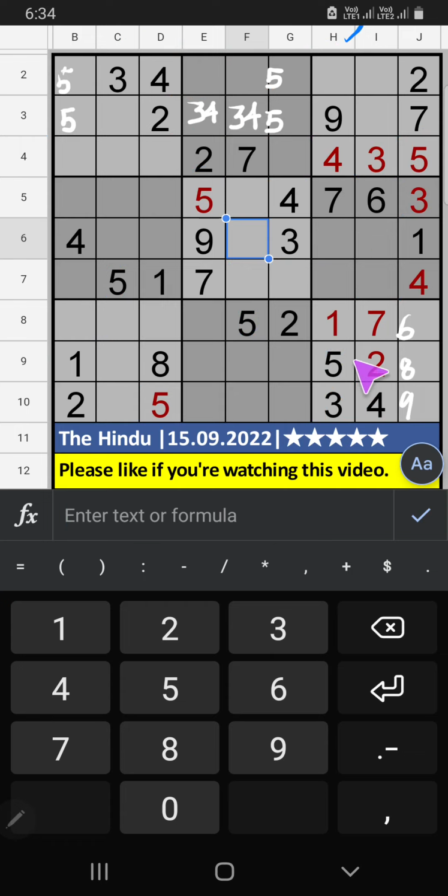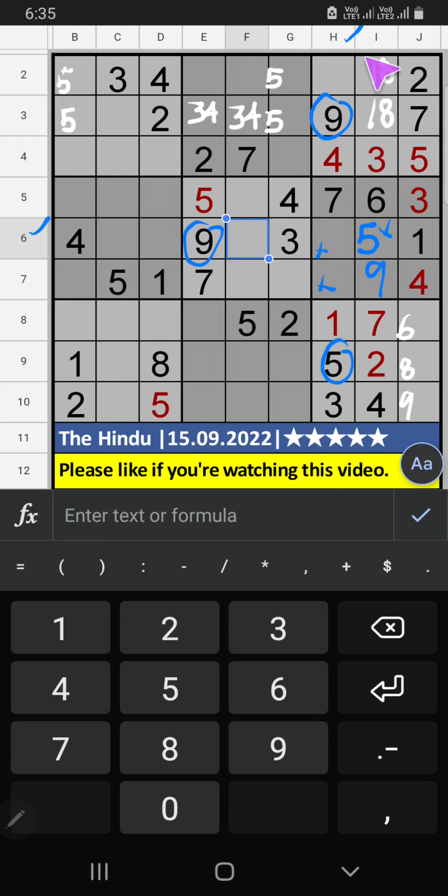Column H, we have 5 and 9. So 5 and 9 can't come in these cells. It will come in one of the 2 cells. 6th row, we have 9. So 9 can't come in the cell, 9 is confirmed here. Then 5 is here. Then column I, 2 numbers are remaining, 1 and 8. It will come in one of the 2 cells. We will confirm later.